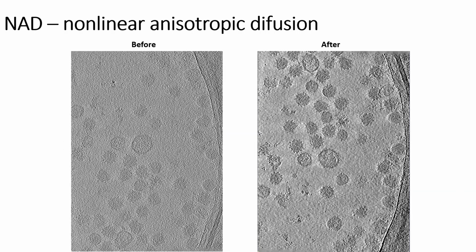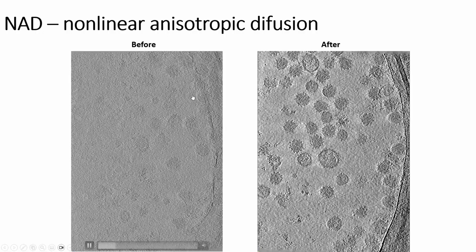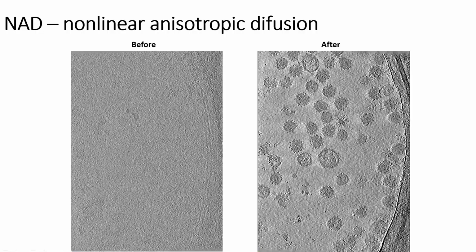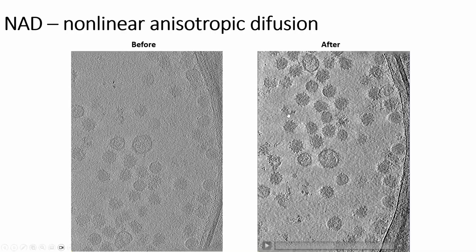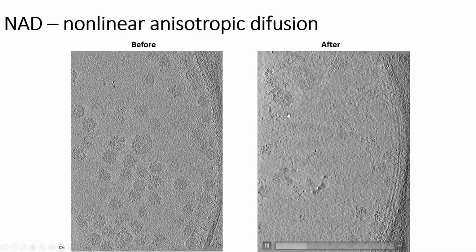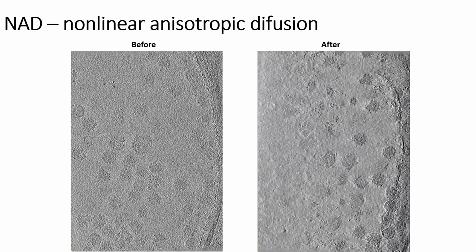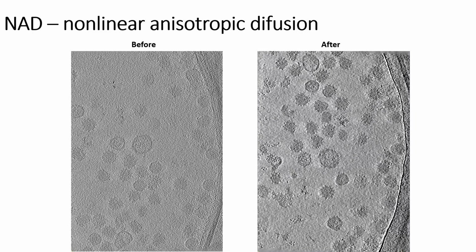This is just a showcase to show you how a nonlinear anisotropic diffusion filter works. This is the tomogram before the application of the filter, and here we see the tomogram after, which looks very nice, yet the high frequency information is very suppressed in this processing, yet it performs better than the easy low-pass filtering.